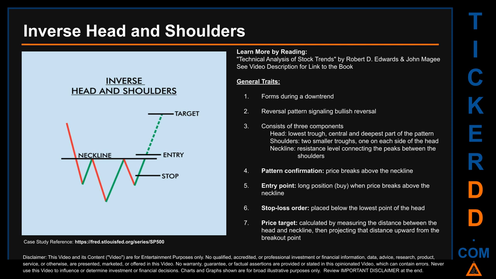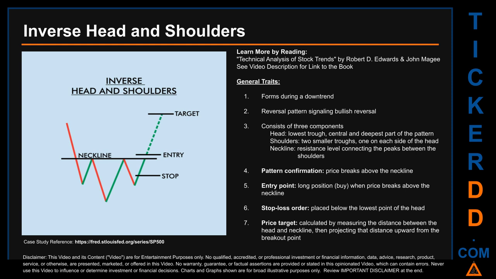To trade an inverse head and shoulders pattern, traders typically wait for a breakout above the neckline, which signals a bullish reversal. They may enter a long position when the price breaks above the neckline, with a stop-loss order placed below the lowest point of the head to manage risk. The price target for the trade is often calculated by measuring the distance between the head and the neckline and projecting that distance upward from the breakout point.